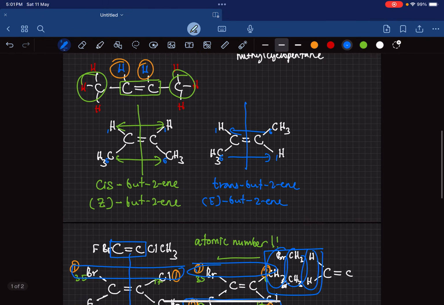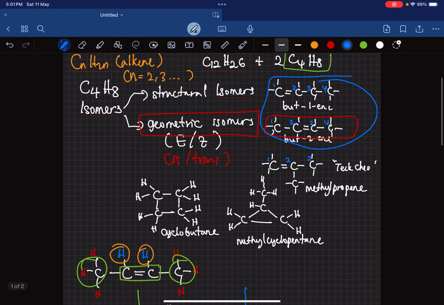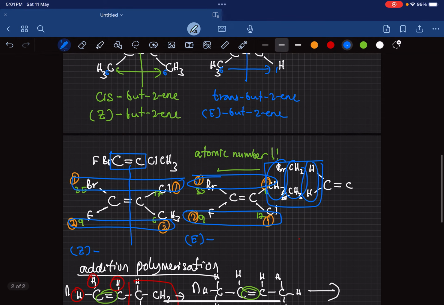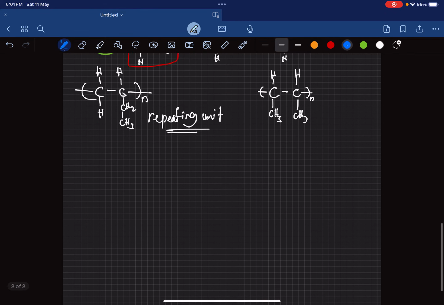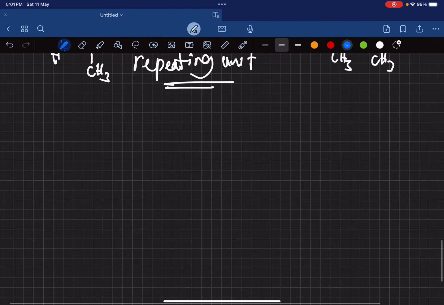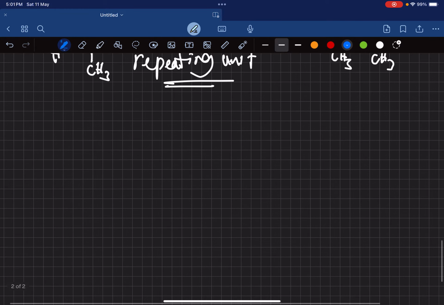Okay, so we are done with this part. So I've covered two things here, right? Addition polymerization and then isomerism. Okay, let's go to reactions. So I'm going to use but-1-ene for the examples. Okay, so I'm going to use but-1-ene.